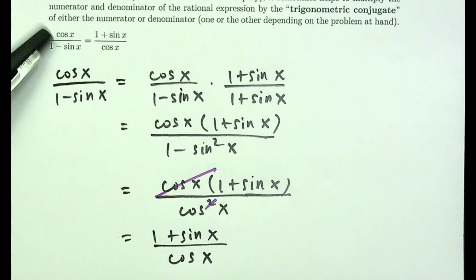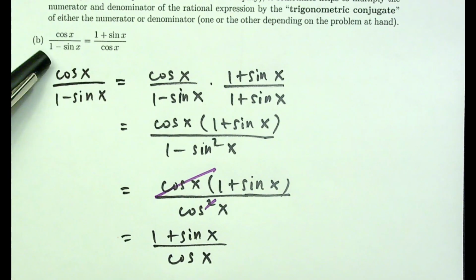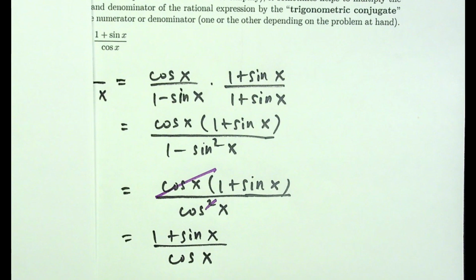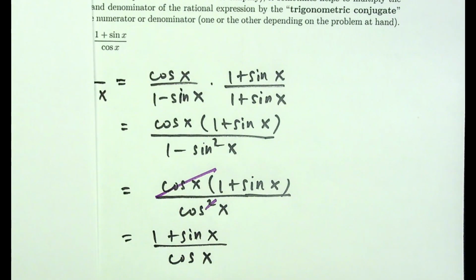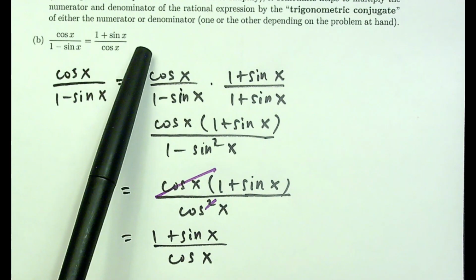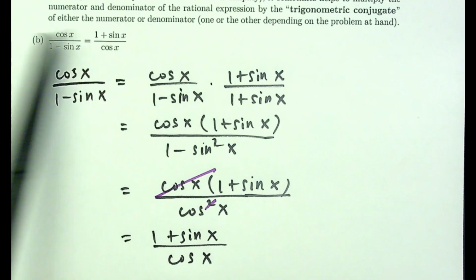If you have a rational expression of trig functions, one way to try to simplify it is to multiply top and bottom by the trigonometric conjugate. It doesn't have to be the conjugate of the bottom. I did the bottom in this one because I started with the left hand side, and the bottom is the one that has two terms. But if they had given me the right hand side instead, then you can multiply top and bottom by the trigonometric conjugate of the top, because the top is the one that has two terms. If you start with the right hand side and apply this trick, you would end up with the left hand side.